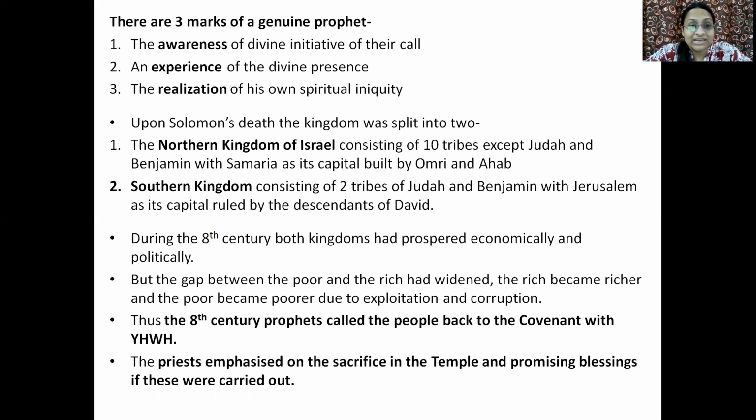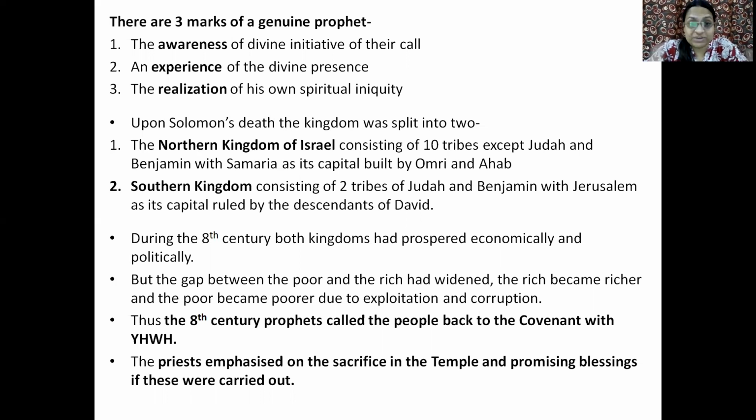Okay, let's move on and see that there are three marks of a genuine prophet, to say that he's a true prophet. The first mark is awareness of the divine initiative of their call. God divinely calls them. It is God who takes the initiative in calling these people as his prophets, and they are aware of it, that it is that divine initiative, that God has called them. It is not them doing it, it is God who has called them. So it is awareness of the divine initiative of their call.